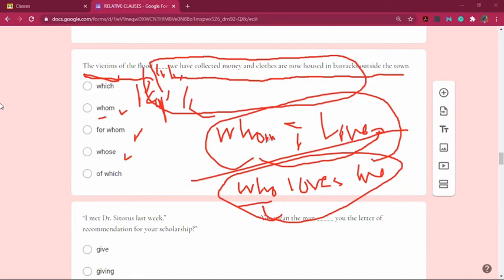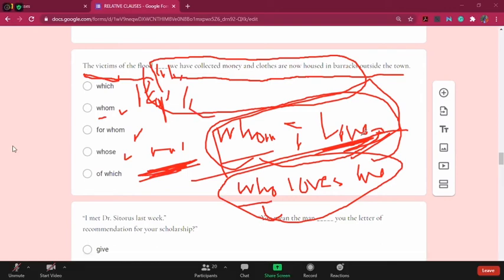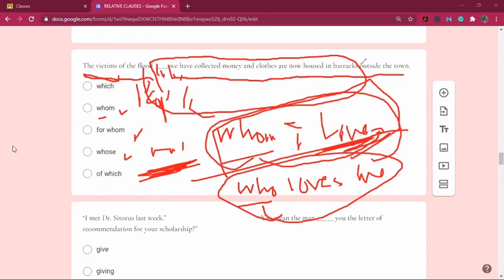Okay? But this thing, it explains a noun here. When a noun is a person, the options are only who, whom, and whose, but you have to see first whether it is becoming the subject, the object, or a possessive noun here. You got that? Okay. Yes, miss. That's the way you analyze that. Okay, let me continue.